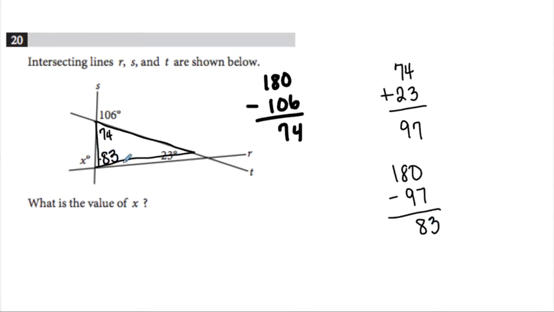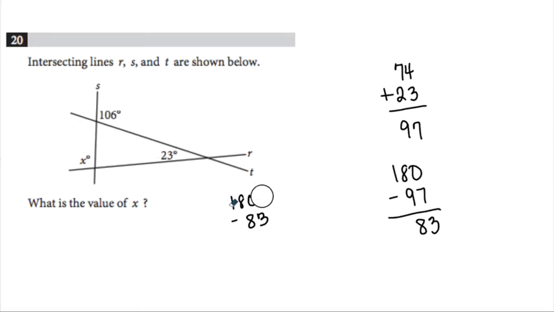And then X and 83 would be supplementary angles. So I would do 180 minus 83, which is going to give me 97. So that is one way to attack the problem: use the linear pair postulate and then go through the idea of the sum of the three angles of a triangle. Now, there is one thing that you also could consider.